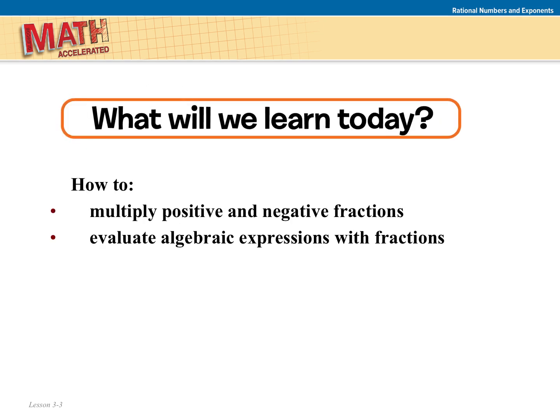Good job. Okay, here we're going to learn today how to multiply positive and negative fractions. When you multiply two positives together, what's your answer? Positive. When you multiply two negatives together, what do you get? Positive. When you multiply a negative and a positive, what do you get? A negative. If they're the same signs, you get a positive. If they're different signs, you get a negative. And then evaluate algebraic expressions with fractions. I'll explain more about that when we get there. Okay?